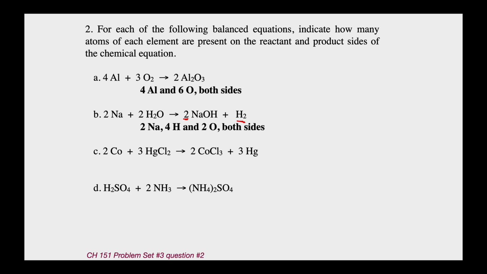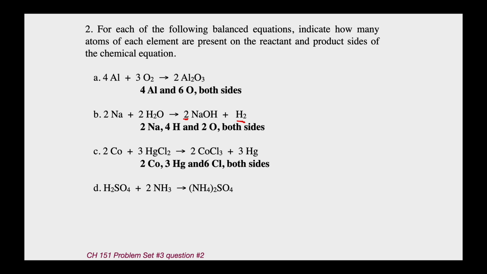The next reaction, C, has cobalt, Co, it has mercury, Hg, and it has chlorine, Cl. And again, if everything is balanced, they should be the same, and sure enough, they are. You've got 2 cobalts on the left and the right, you've got 3 mercuries on the left and the right, and if you look carefully, there are 6 chlorines. There's 3 times 2 for the HgCl2, and there's also 2 times 3 for the CoCl3.